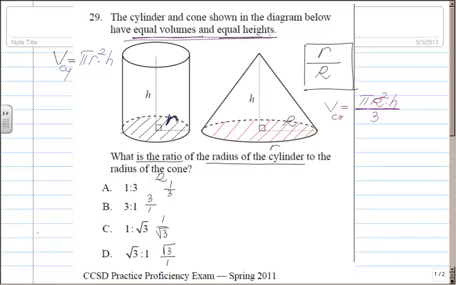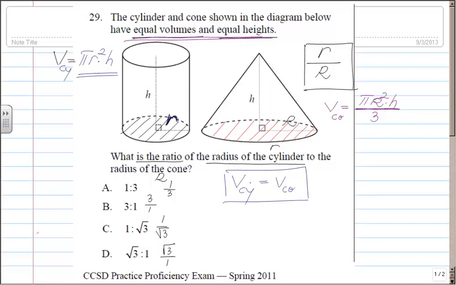They have equal volumes and equal heights, okay? So from the problem, I can write that the volume of the cylinder equals the volume of the cone. Very important. What should be the next step?